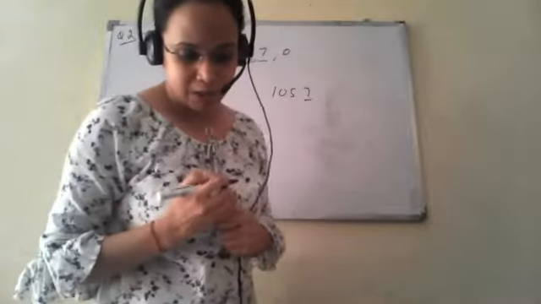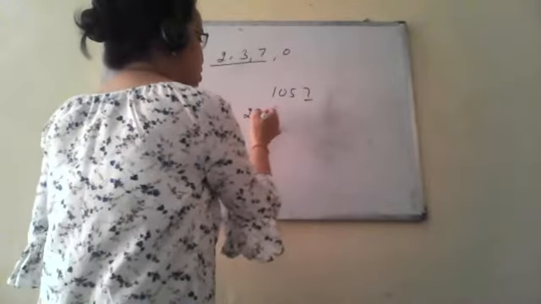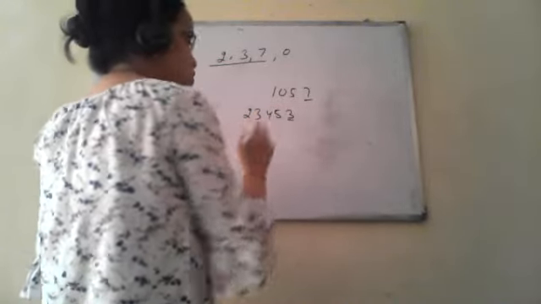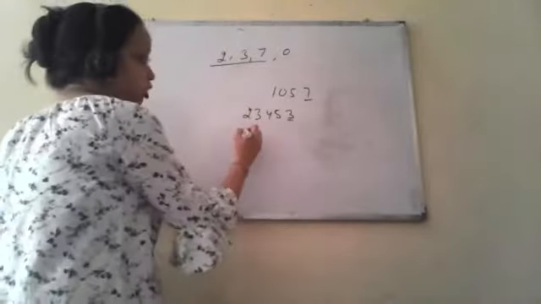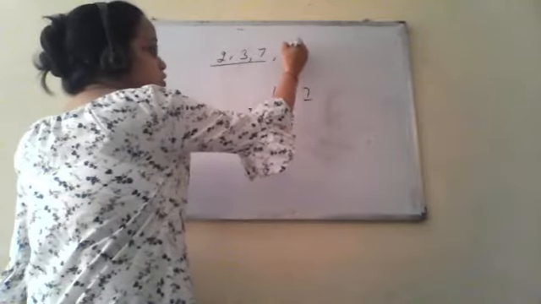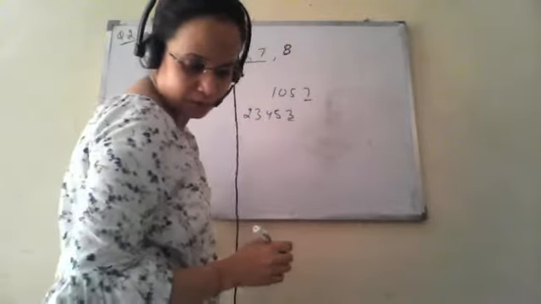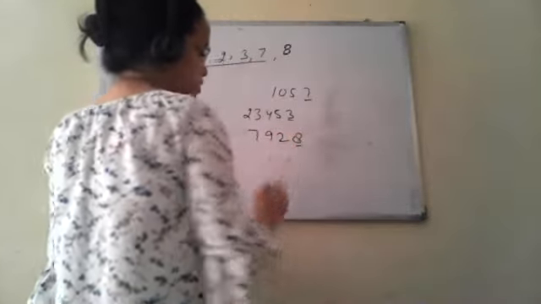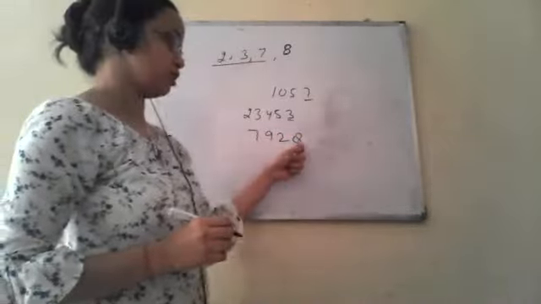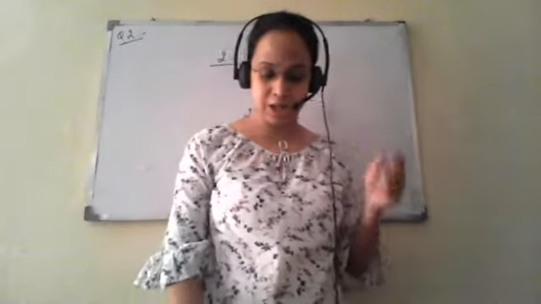Similarly for 23453, 3 cannot be at the unit place, so again it is not a perfect square. Next is 27928. It has 8 at the unit place. Again, we cannot have 8 at the unit place of a perfect square number. Similarly, the next portion can be done.